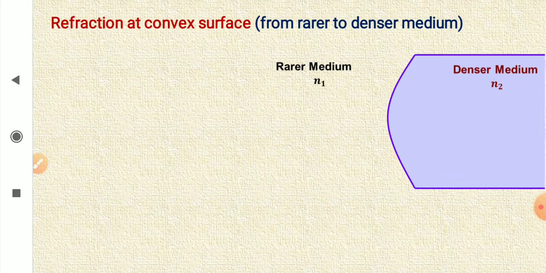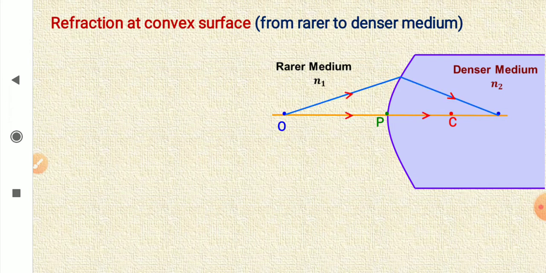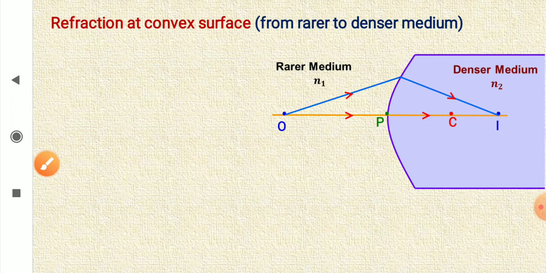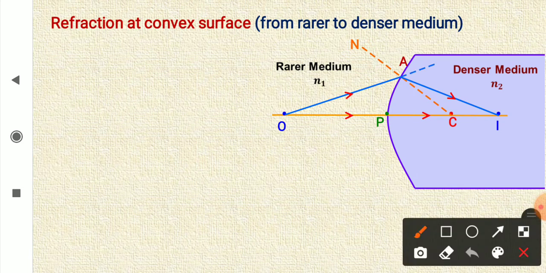So we will look at the image formation first. The object is placed in the rarer medium. You can see the pole, the center of curvature, and the object O is placed in air, and you can see that this is the incident ray in air, this is the refracted ray in denser medium. See how it is formed. Okay, so now the light ray is traveling from this object O to this point A.